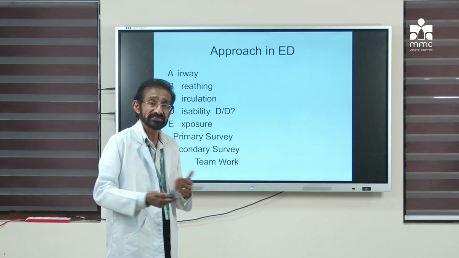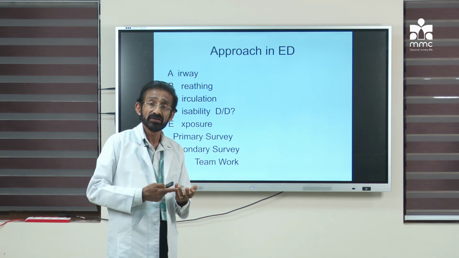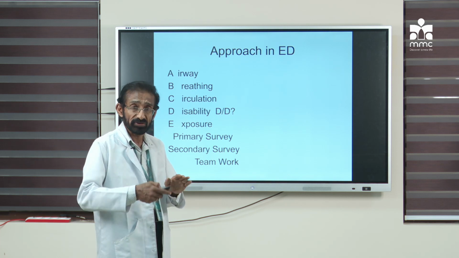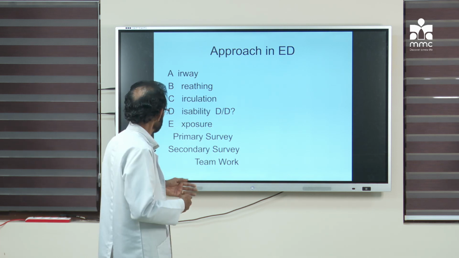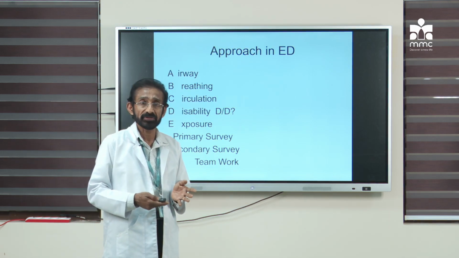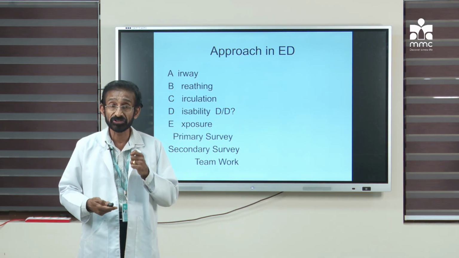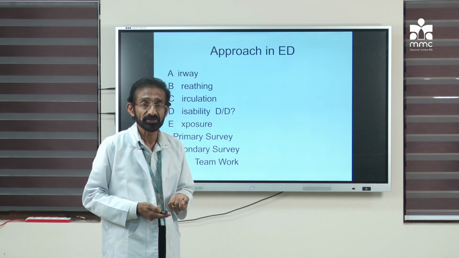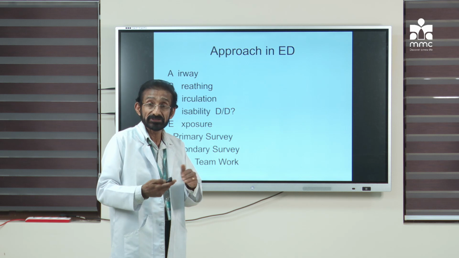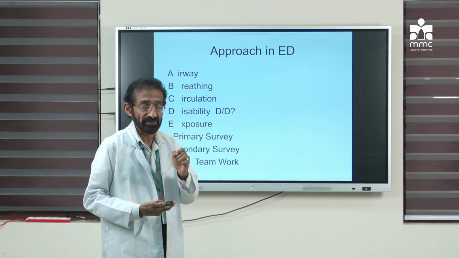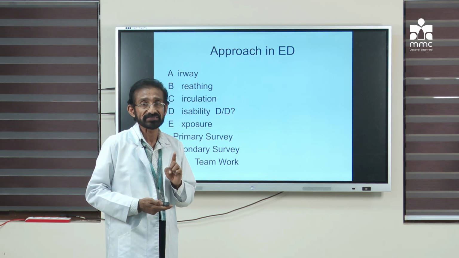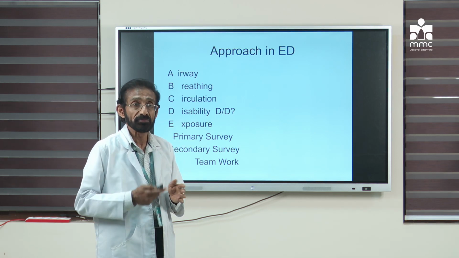Disability. What is the disability assessment? Whether it is a surgical disability, orthopedic disability, neurological disability, whatever. What is the basic disability that you are going to assess? And exposure. Once you have a patient, you do a primary survey. This is especially important when you have a patient brought with trauma. You do a primary assessment to see the Glasgow Coma Scale, the level of consciousness, etc. And then once you finish the primary survey, you go in for a secondary survey to assess whether you have missed out on anything.